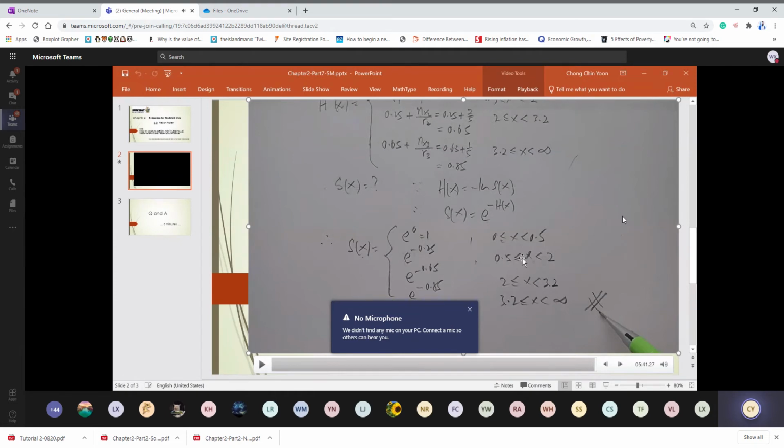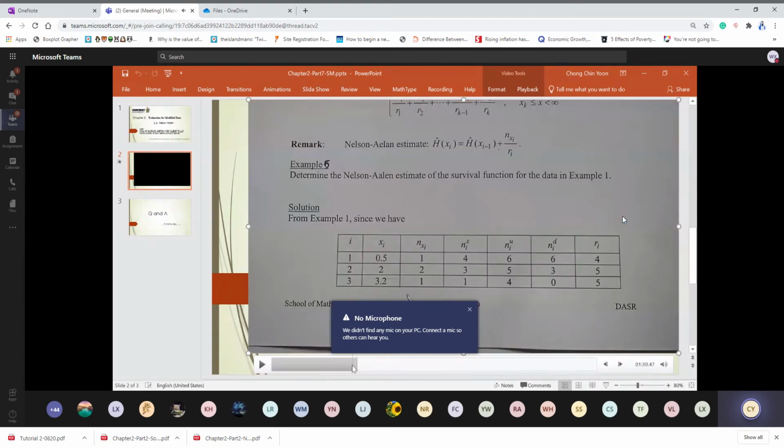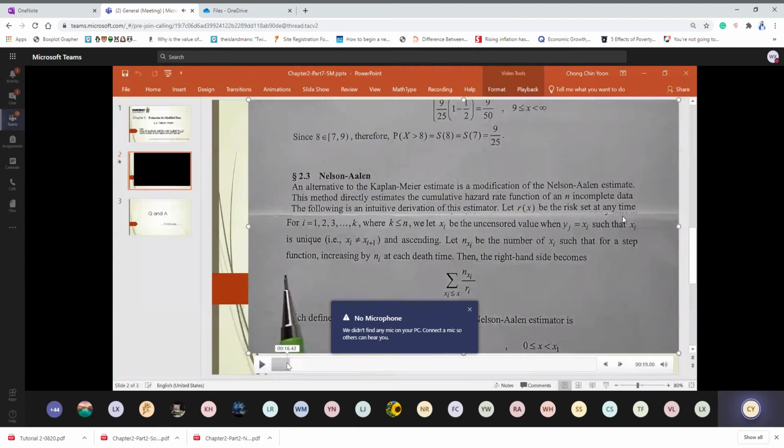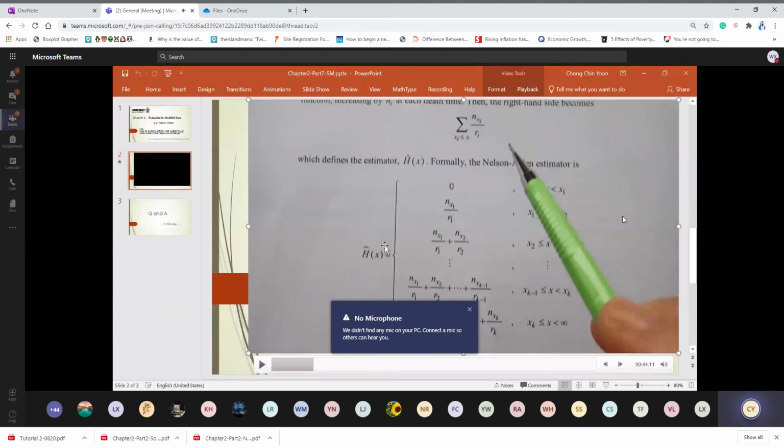So remember, for Kaplan-Meier, the risk set value we try to calculate is for the survival, but for this Nelson-Aalen we calculate the cumulative hazard rate. This is the first slide I want to let you know. So let's go to another slide.